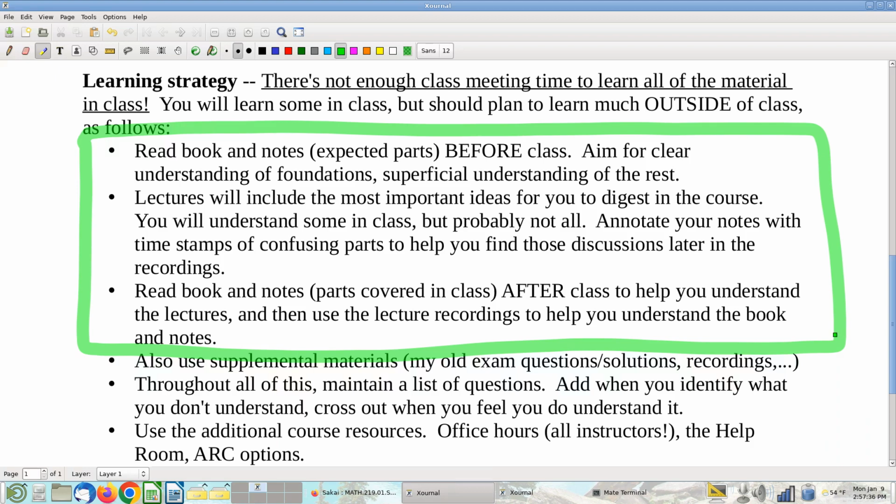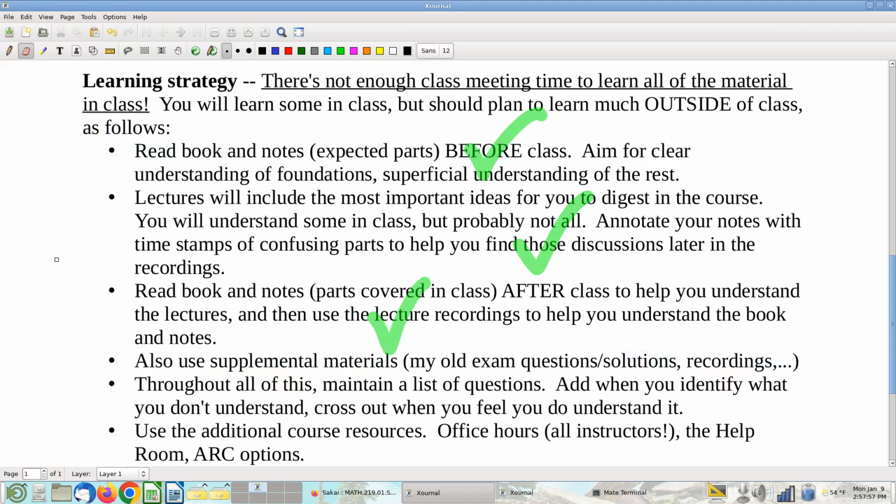So, a 3-step strategy again for how to get the most that you possibly can out of lecture. Prepare before class, work with the notes during class, and then hit it all again after class. 3-step process.